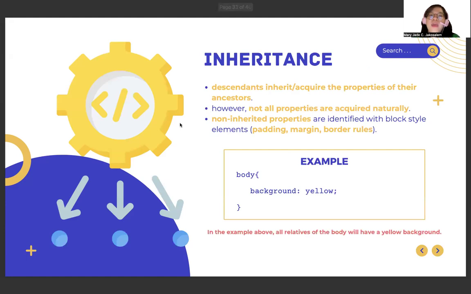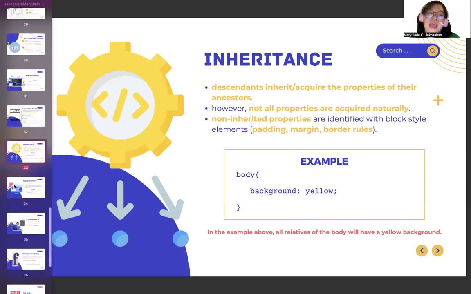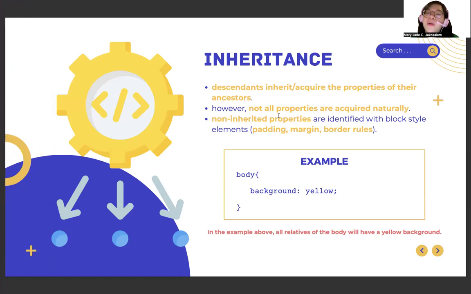Okay? Then we have what we call inheritance. This is where descendants inherit or acquire the properties of their ancestors. However, not all properties are acquired naturally. Non-inherited properties are identified with block style elements, including padding, margin, and border rules. This means that your padding, your margin, and your border rules will not usually be inherited.